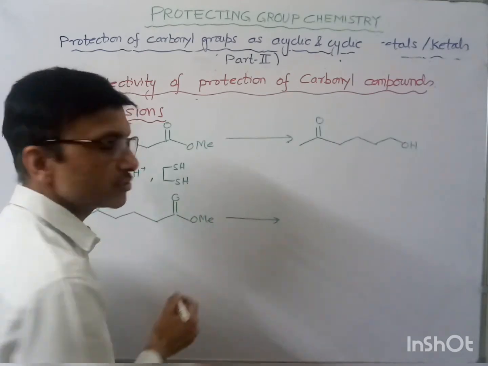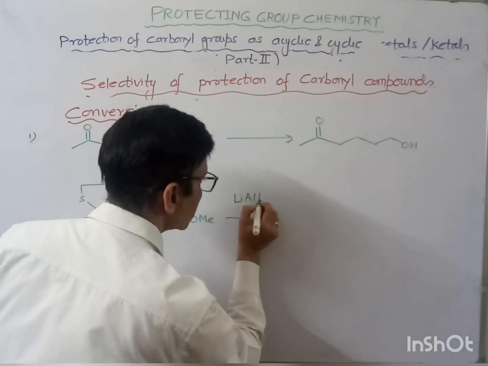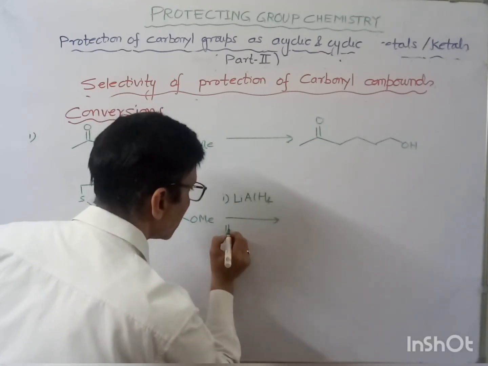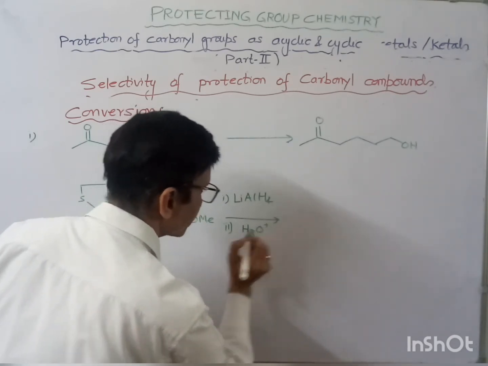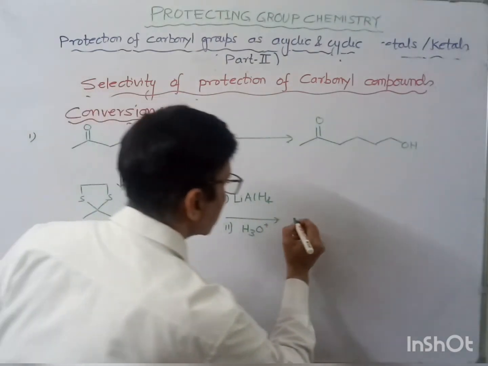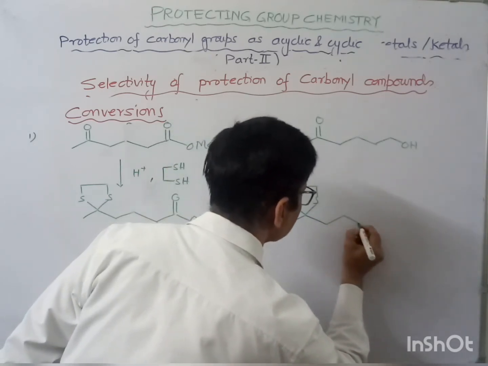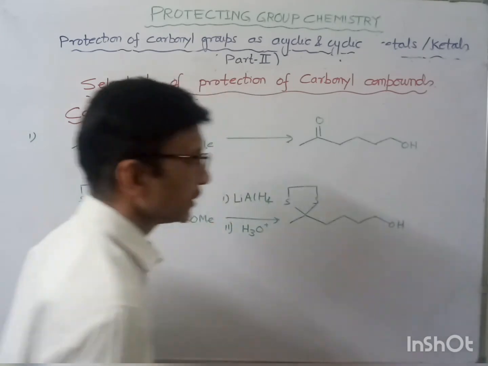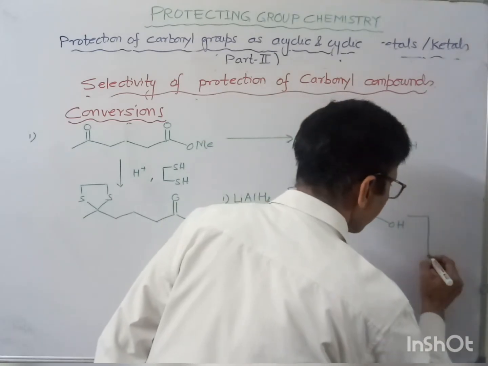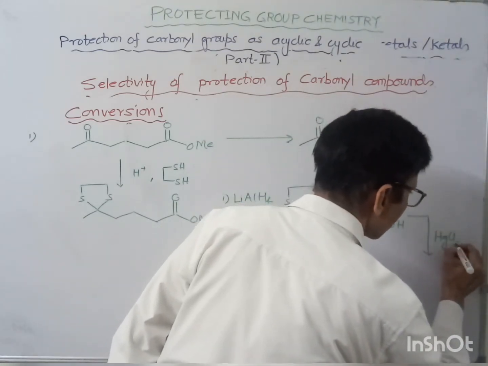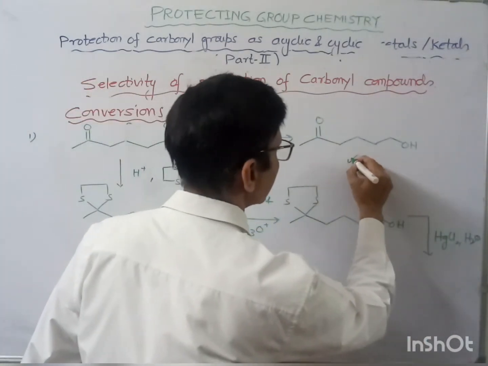Now we can use any reducing agent. Suppose lithium aluminum hydride is used as a reducing agent, and after that it can be hydrolyzed, acid hydrolysis. So what we will get? This will remain protected, and this will get converted into this primary alcohol. In the next step this may be deprotected using this mercury salt. So we will get this desired product.